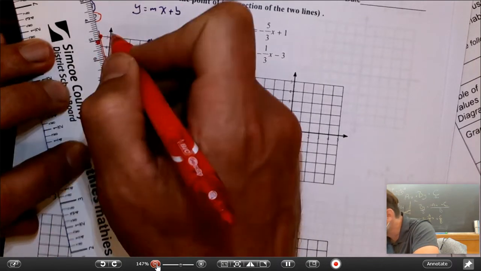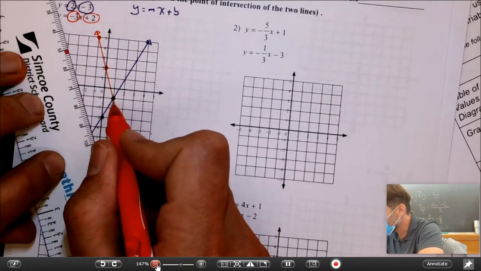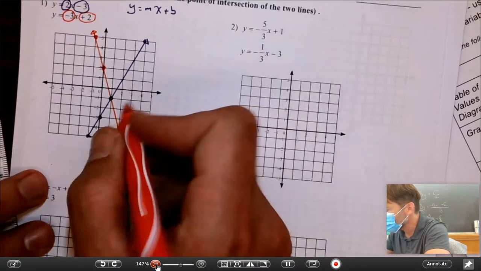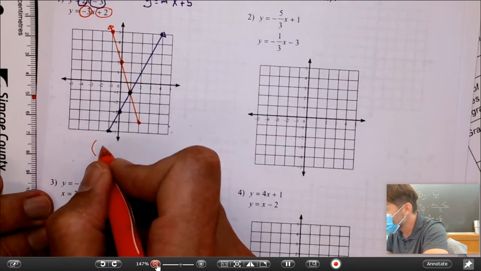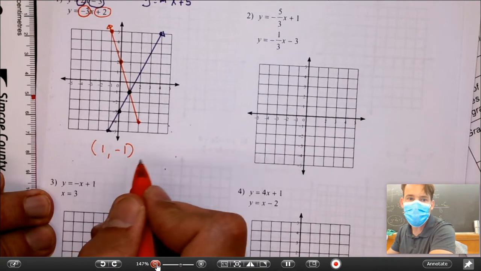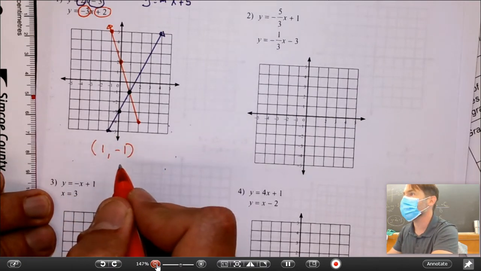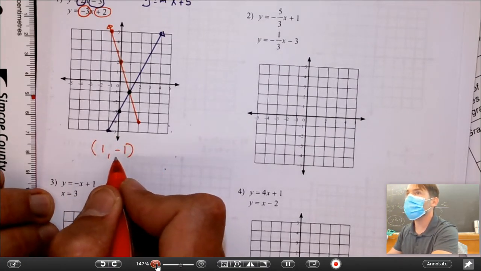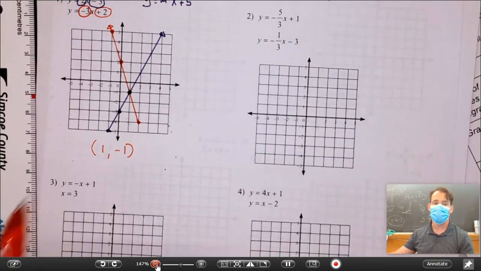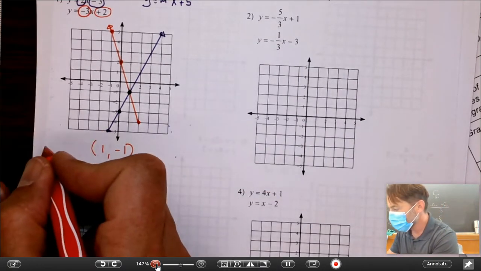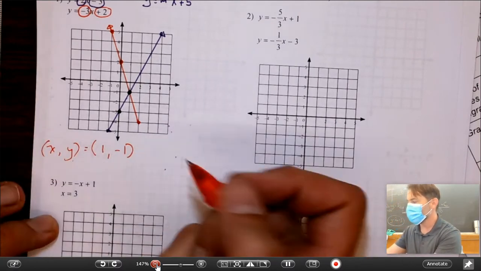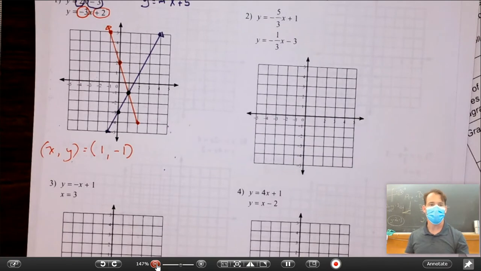They meet only at the point 1, negative 1. So the solution here is 1, negative 1. Get in the habit of writing down the solution as a point. You want to write the solution here as a point. You don't need to write x equals 1, y equals negative 1. Just write it as a point. And remember that the point is alphabetical. xy is equal to 1, negative 1. That's the solution to the system of linear equations.